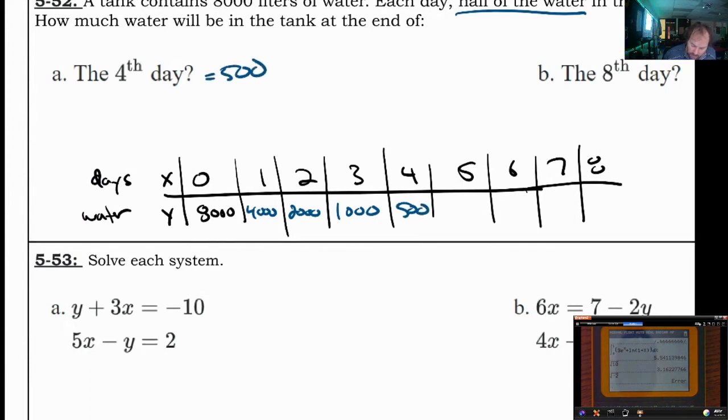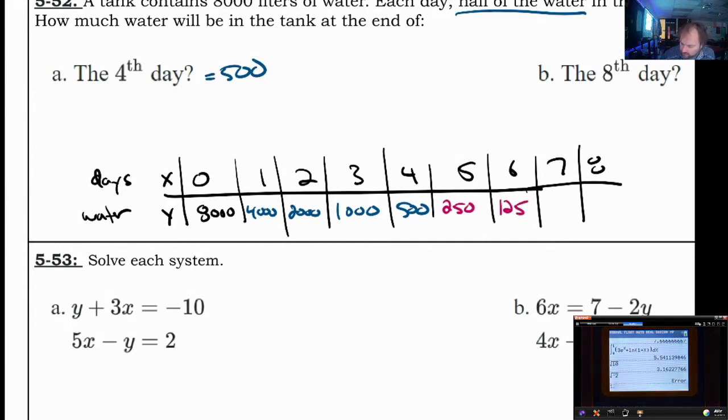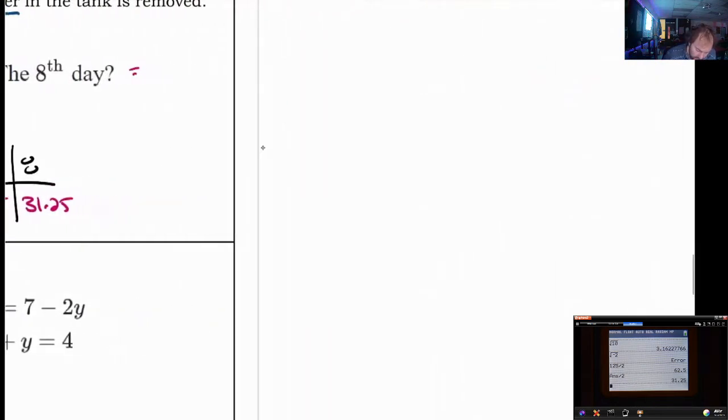And then we're just going to keep going. Half of 500 is 250. Half of 250 is 125. Now we get into decimal territory. 125 divided by 2 is 62.5. And then that number divided by 2 is 31.25. So that's the 8th day. And there you go.